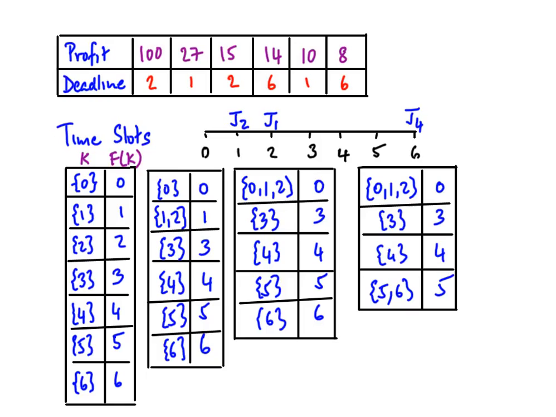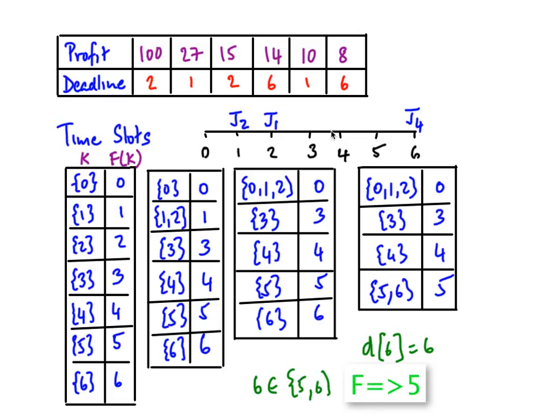So finally we come to the last job. We find that D of 6 is actually equal to 6. Now 6 belongs to the set {5, 6} and the F value is equal to 5. So what we will do is implicitly schedule J6 over here, and now we will update this set. We will merge 5 and 6, so this will all get merged into a new entry with 4. But since we have no more jobs, we won't draw this set out and we'll stop.